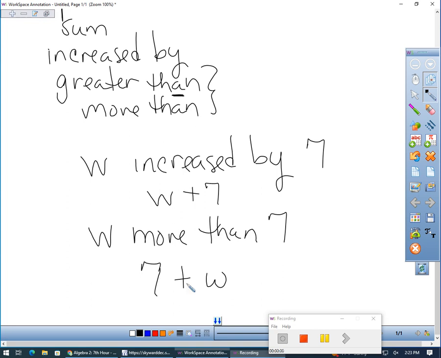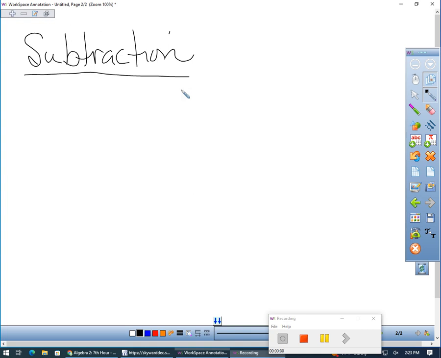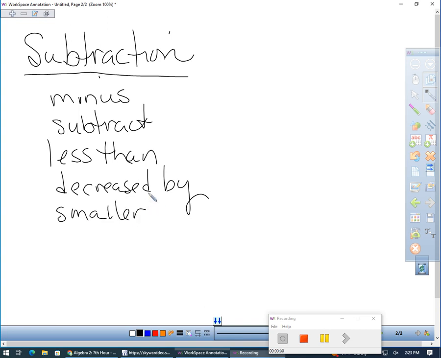All right. So if we talked about addition, we do have to talk about subtraction. So some words that mean subtraction. Minus. Subtract. Less than. Awesome. We can do fewer than. That's another one you might see.